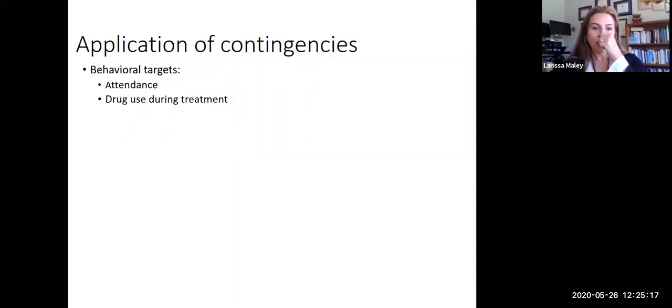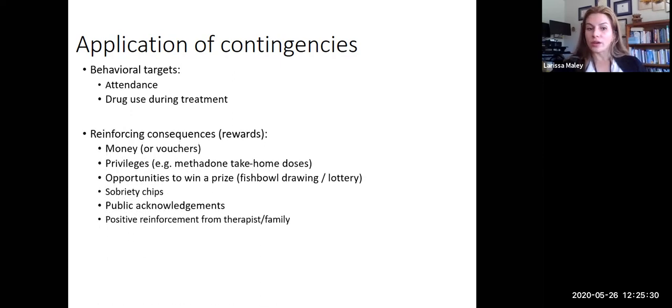So how does that apply? Well, the first thing we need to do is identify some behavioral targets that we want to reinforce as providers, or that they can reinforce. So doing things like reinforcing attendance or lack of use while they're in treatment. And thinking about what are the externally motivating things that we can link it to. Because if we're just expecting that internal motivation to be there, it's probably not going to be very long-lasting or effective, at least at the beginning.